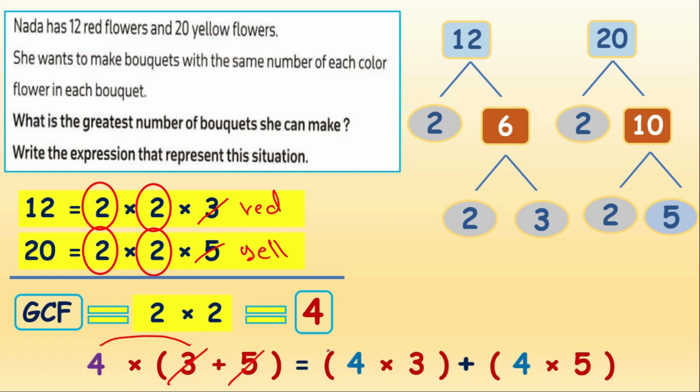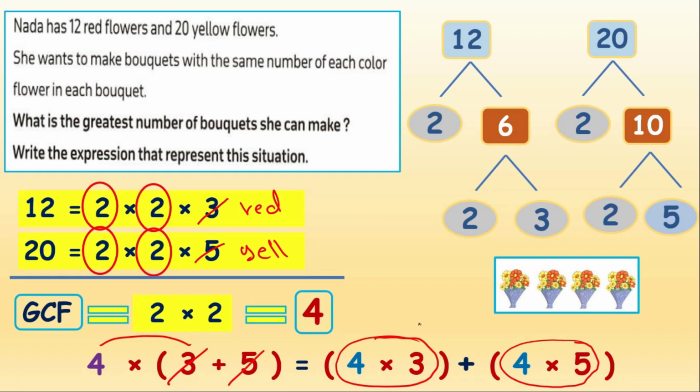ده معناه انه احنا عندنا 4 groups، كل جروب فيه 3 red flowers، كمان نفس ال 4 groups بيكون فيهم 5 yellow flowers. اوكي، تيجوا بقى نتخيل مع بعض شكل البوكيتس في الاخر. اهو عندنا 4 buckets، 1 2 3 4. عدد الفلاورز عندنا in each bucket هما 3 red and 5 yellow.